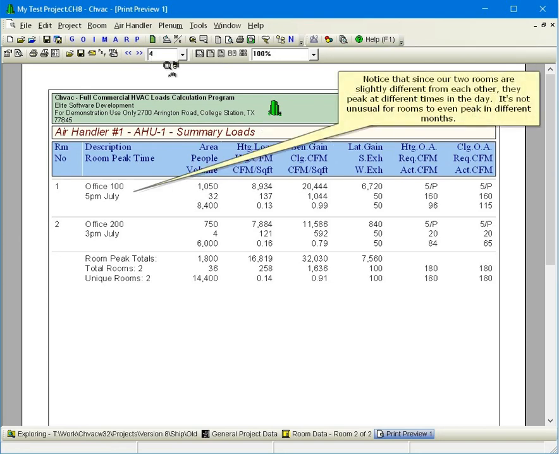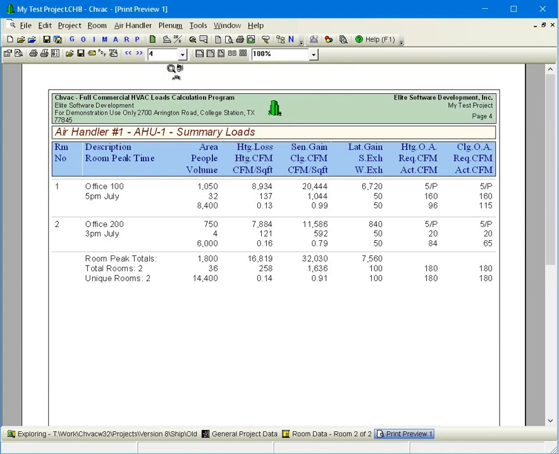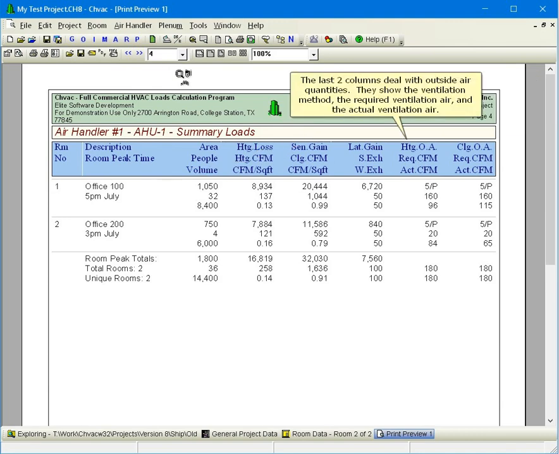Notice that since our 2 rooms are slightly different from each other, they peak at different times in the day. It's not unusual for rooms to even peak in different months. The last 2 columns deal with outside air quantities. They show the ventilation method, the required ventilation air, and the actual ventilation air.